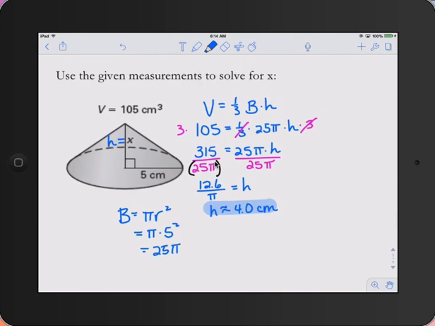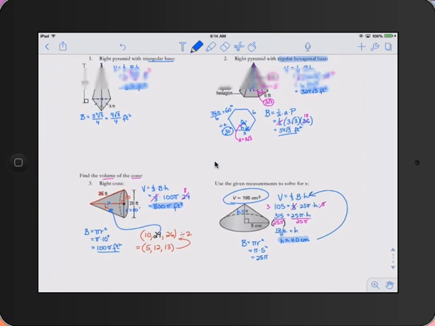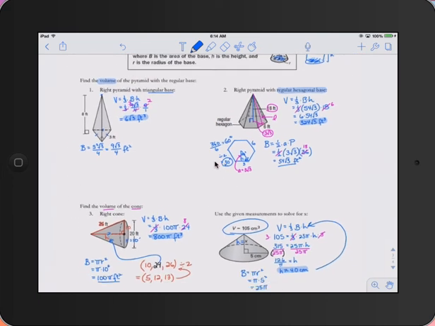And you could always double check that by plugging it back in up here and checking that it gives you a volume of 105 cubic centimeters. So this is the end of lesson 12.3 and 12.5 combined.